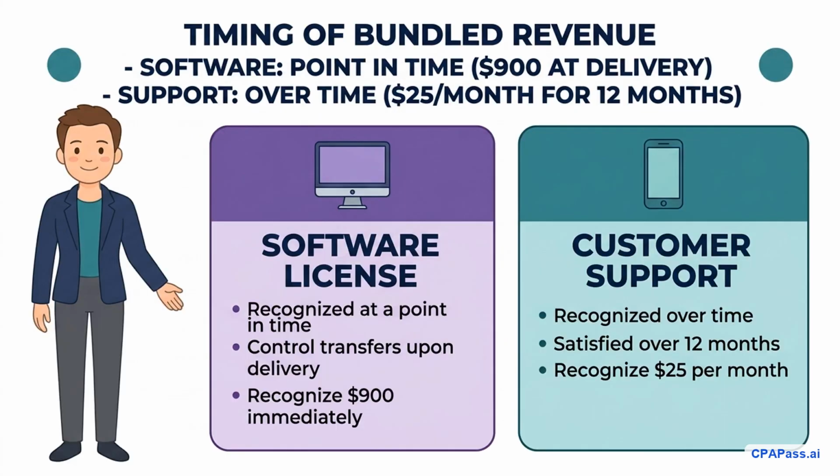Once allocated, how do we recognize this revenue? The software license is recognized at a point in time when control transfers upon delivery. So we recognize $900 immediately. The customer support, however, is recognized over time because the customer consumes the benefit over the 12-month period. That means we recognize $25 each month. After month 1, total recognized revenue is $925.